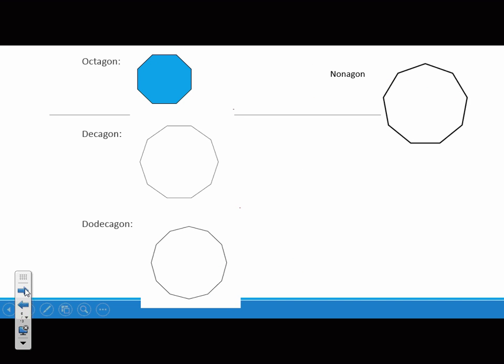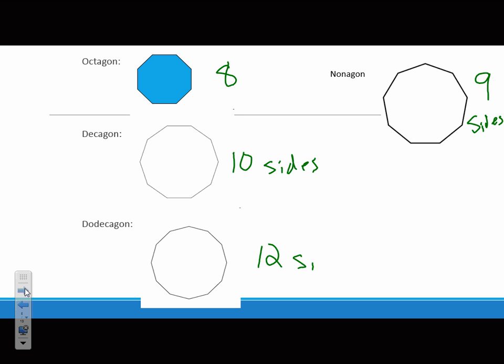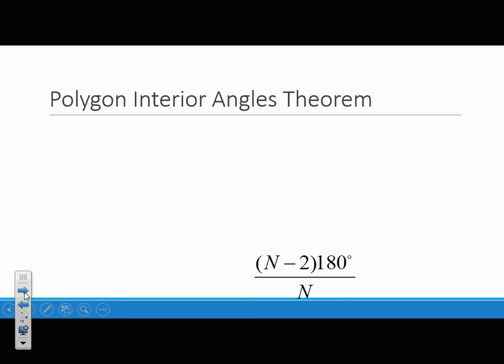So we keep going. An octagon, we have 8 sides. We're not going to go over all the degrees on these ones, but we could do it the same way. Break it apart, see how many triangles we have. Nonagon has 9 sides. Then we have a decagon, which has 10 sides. And then we have a dodecagon, which has 12 sides. All right, ladies and gentlemen, so make sure we have how many sides each one of these has in our notes. Now we're going to get to the good stuff.